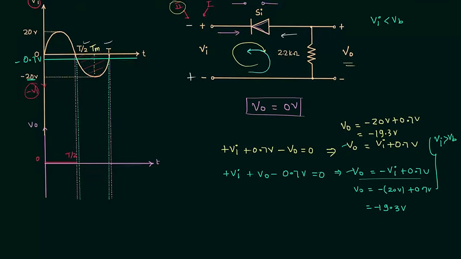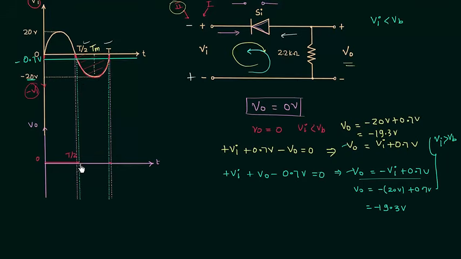Now you can see for this portion of the waveform and for this portion of the waveform, the input voltage Vi is smaller than 0.7 volts. So the output will be 0 because input voltage is less than the barrier potential. So it will remain 0 for this interval of time and it will remain 0 for this interval of time. After this, the input voltage is greater than the barrier potential, 0.7 volts.